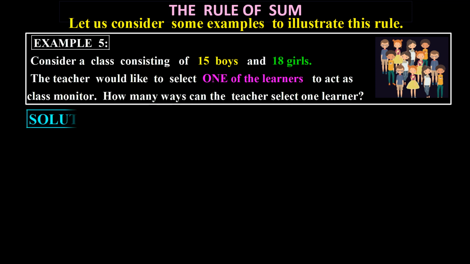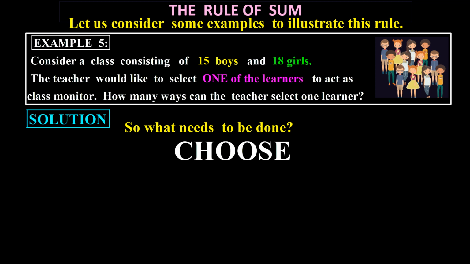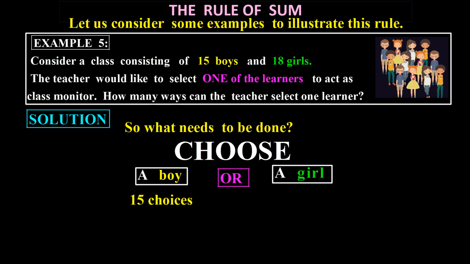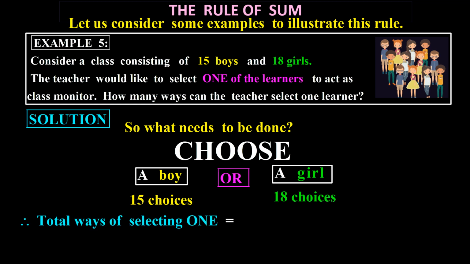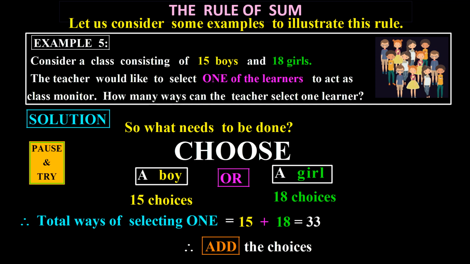So let's see now. What do we want to do? What needs to be done? He has to make a choice, right? He has to choose a boy. When you choose, it's this or the other. So for choice, you have a or. For the boys, we've got 15 choices, and for the girl, we have 18 choices, right? So the total choices there would be 15 plus 18, and that is 33. So we add. So you choose between one or the other, we will add.